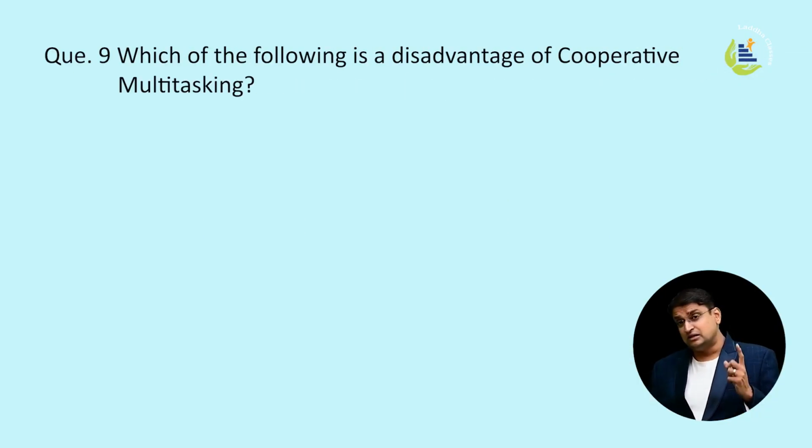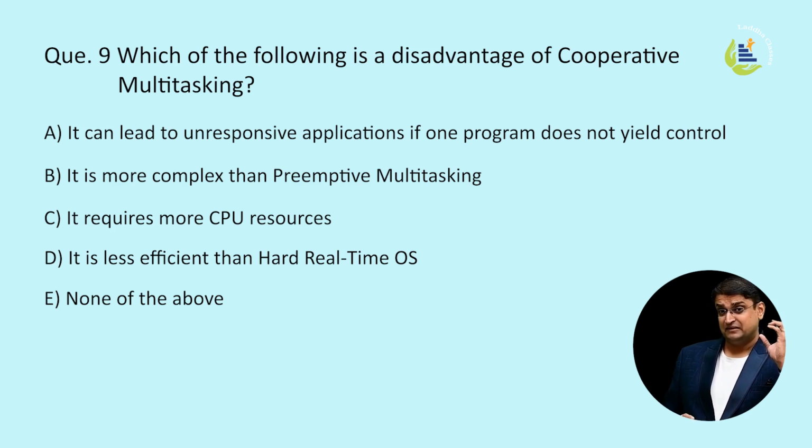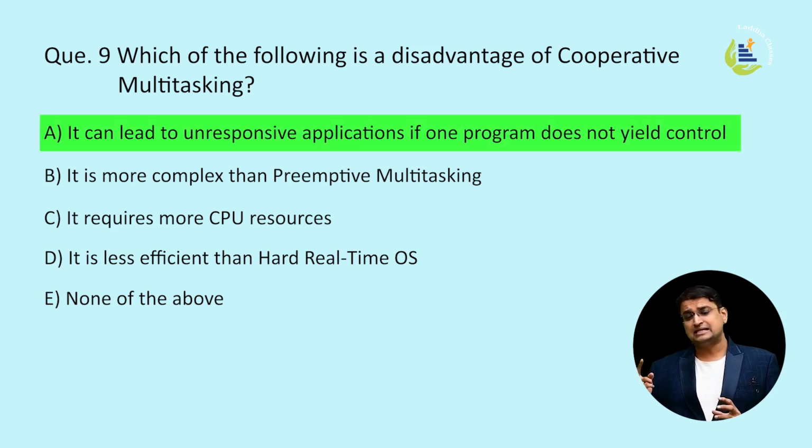Question 9. Which of the following is a disadvantage of cooperative multitasking? Options are: it can lead to unresponsive applications if one program does not yield control. It is more complex than preemptive multitasking. It requires more CPU resources. It is less efficient than hard real-time OS. None of the above. Correct answer option is A.